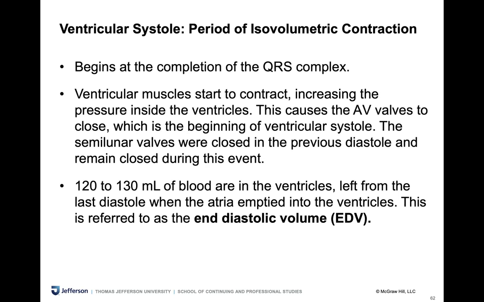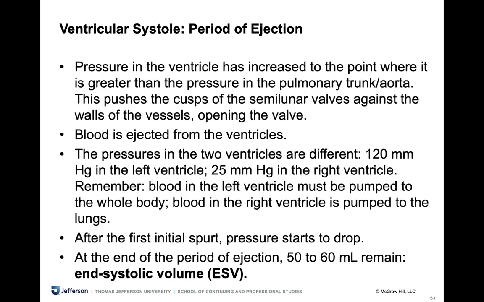Approximately 100 to 130 mL of blood are in the ventricles, left from the last diastole when the atria emptied into the ventricles. This is referred to as the end diastolic volume. The period of ejection: the pressure in the ventricles has increased to the point where it is greater than the pressure in the pulmonary trunk and the pressure within the aorta. This now allows for pushing the cusps of the semilunar valves against the walls of the vessels, opening the valves. Blood is ejected from the ventricles.